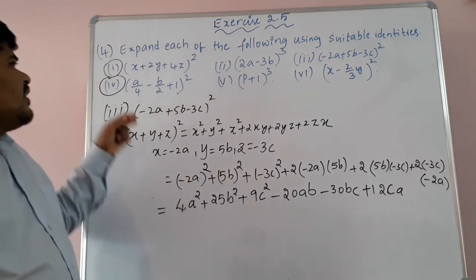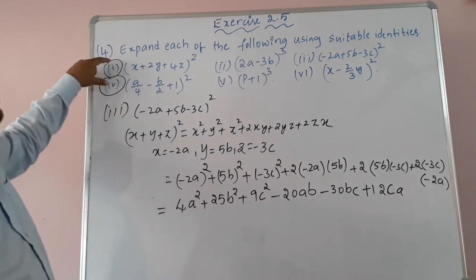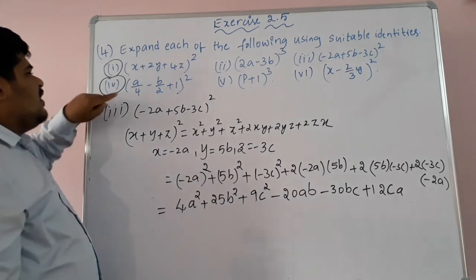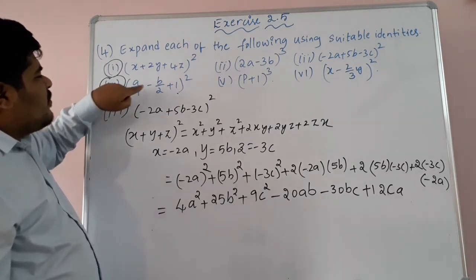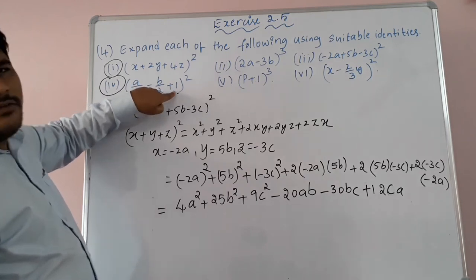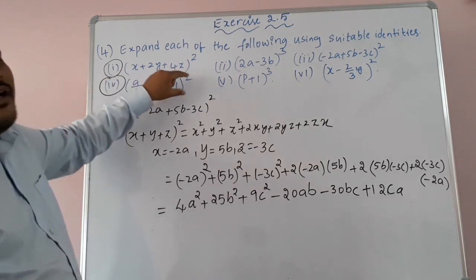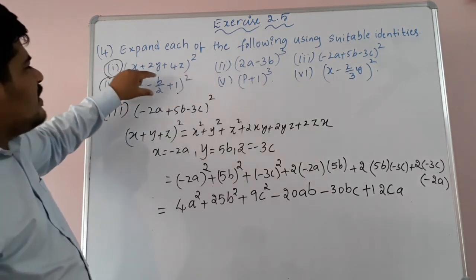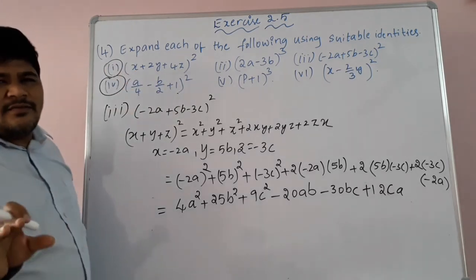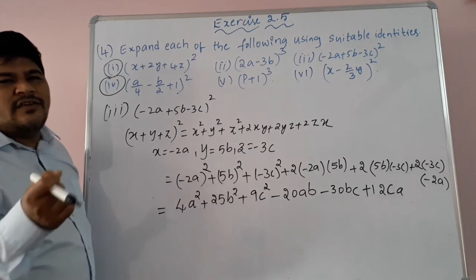Even the same formula you can use for the first and fourth, children. So I circled these two problems. You have to try this way only. Here you will take x is equal to a by 4, y is equal to minus b by 2, z is equal to 1. So here these terms are in x, y, z. These terms are in a and b letters. No, you take x, y, z. Okay, in the formula you take x, y, z terms.